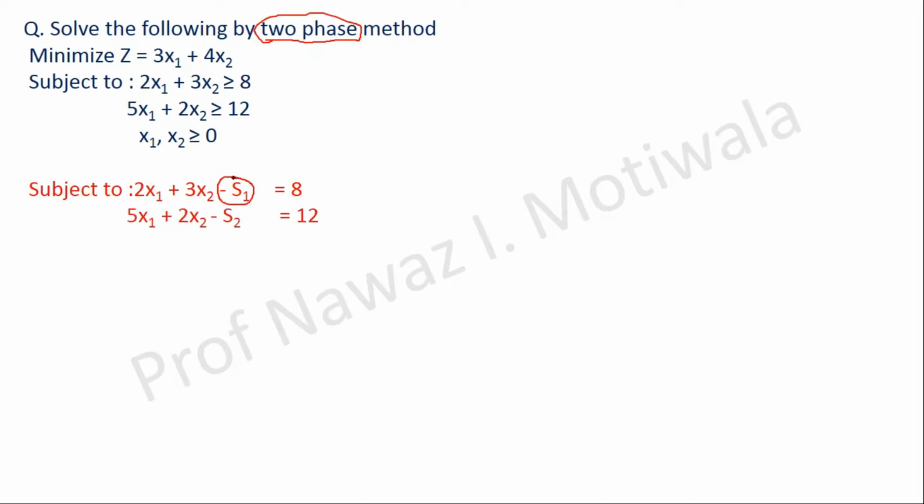Similarly for the second equation it will be 5x1 + 2x2 - s2. Again this minus s2 will remove the greater than inequality sign, and then we have x1, x2, and now two variables are added, so s1, s2 are also greater than or equal to 0.